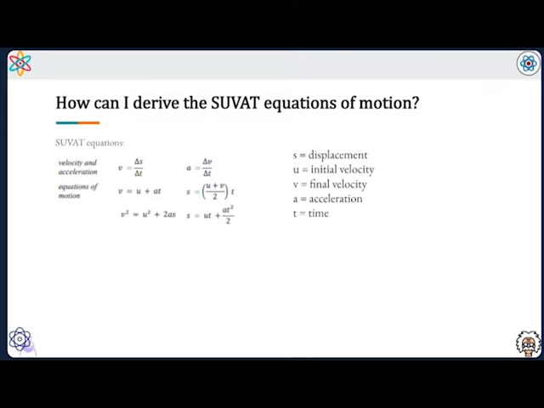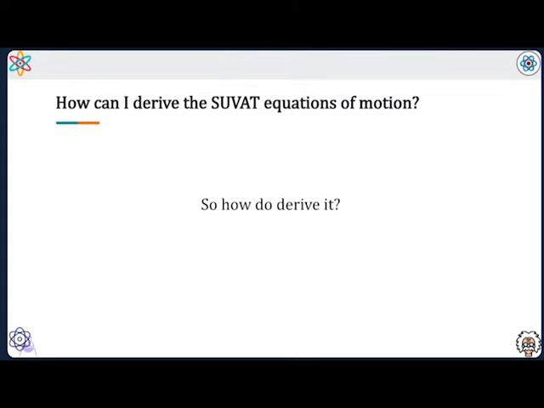In these Suvat equations, S stands for displacement, U stands for initial velocity, V stands for the final velocity of an object, A stands for acceleration, and T stands for time. I don't know why S stands for displacement. I would initially think that it stands for speed. It's a bit weird, but yes, S stands for displacement. So that's what we mean by Suvat equations. And these equations of motion are for when the acceleration is constant, for example when a car is accelerating at a constant rate. So how do we derive it?